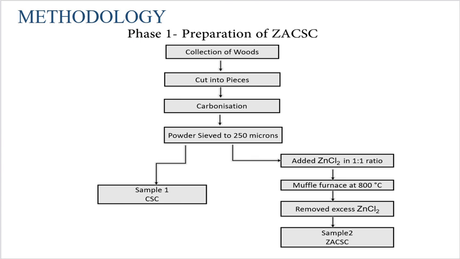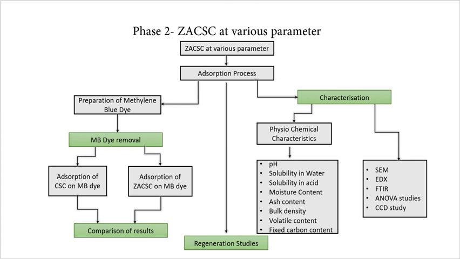So the methodology: first of all, collect the wood and cut it into pieces, carry out the carbonization process, and then sieve to 250 micron. Sample one was obtained here. Then zinc chloride is mixed in the ratio of 1:1 and heated in the muffle furnace at 800 degrees Celsius, the excess zinc chloride is removed, and sample 2 was obtained. The various processes of EZACC were, first of all, preparation of methylene blue solution, and then removing the methylene blue by using the cotton stalk carbon and the zinc chloride cotton stalk carbon. After that, comparing the results.